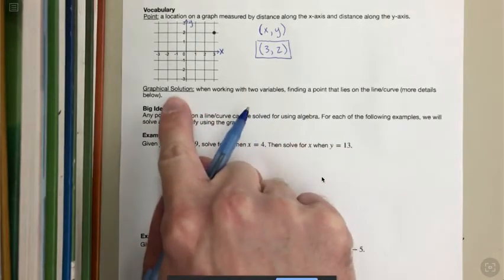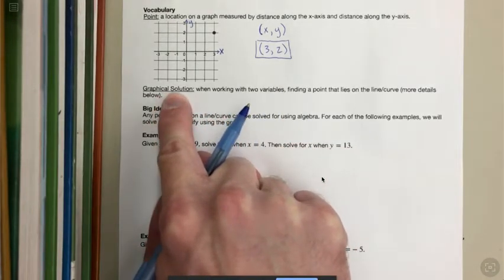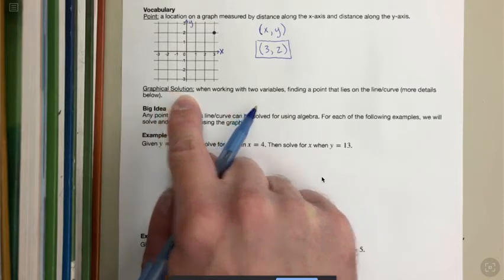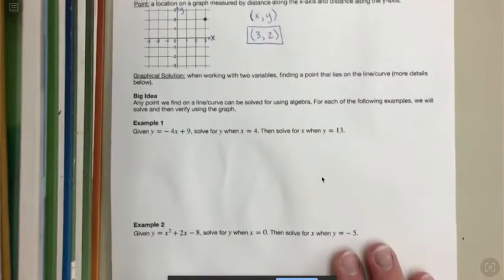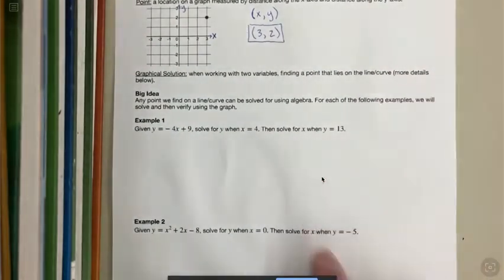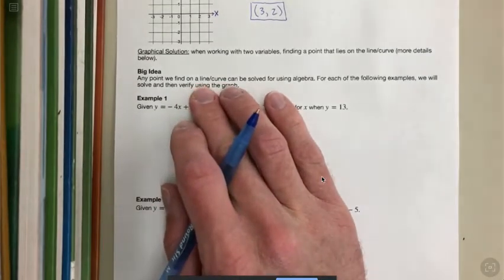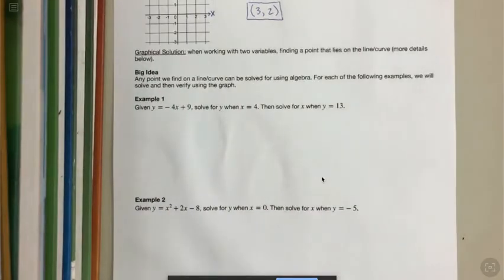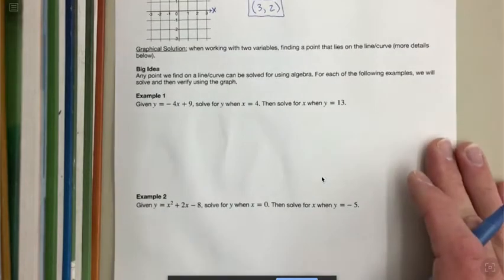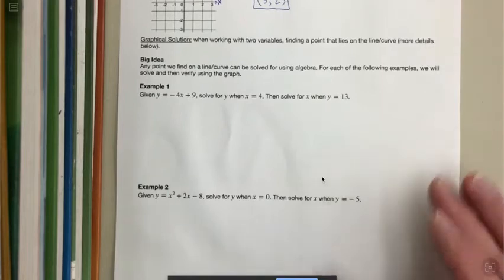Now, this next piece is a graphical solution. Basically, if I have two variables, I'm trying to find a point that lies on that line or curve. We're going to talk about this in a little more detail. The big thing is that whatever we solve for using algebra can actually be seen graphically. So let's take a look at what I mean by that.